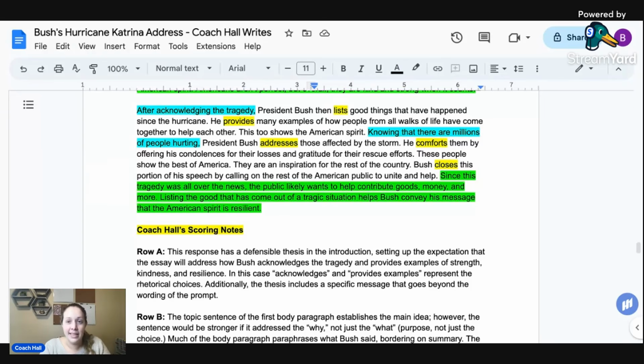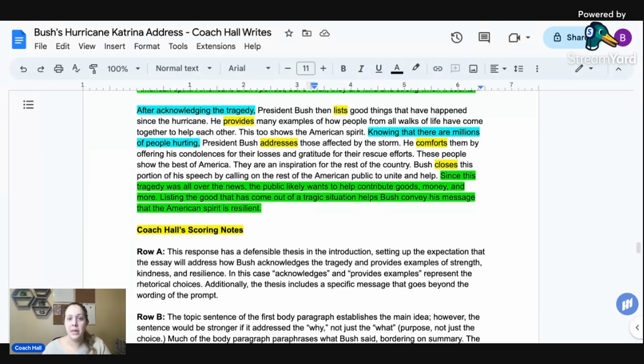I like the verb lists. I think that's important. We also see in the next sentence provides. So we do have verbs in the active voice instead of is listing or is providing. So that's a plus. Notice though that it says many examples of how people from all walks of life have come together to help each other. That's okay, except for the fact that we don't really ever have proof of that claim.